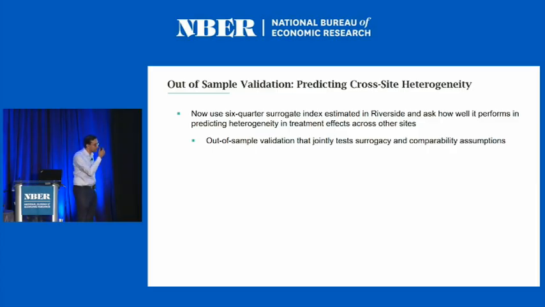So what we're going to do now is use the 6-quarter surrogate index estimated in Riverside and ask how well it does in predicting heterogeneity in the other sites, which we didn't use in order to construct this 6-quarter estimate, and figure out that it seems to work well, right? So this is essentially an out-of-sample validation. Formally, what does that amount to? It amounts to a joint test of the surrogacy and comparability assumptions that I laid out earlier.